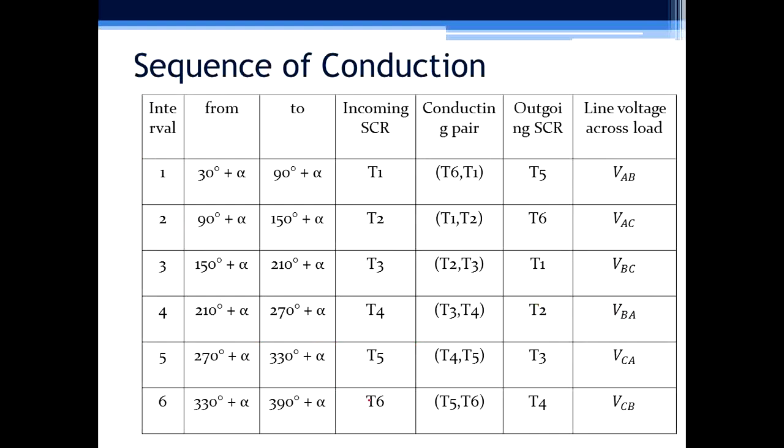This is a summary table. So with this table you can understand the operation in a simpler way. There are 6 intervals: 1, 2, 3, 4, 5 and 6, and each interval is of 60 degrees. The first interval is from 30 plus alpha to 90 plus alpha. Here the incoming device is T1. So 1 and 6 are conducting.